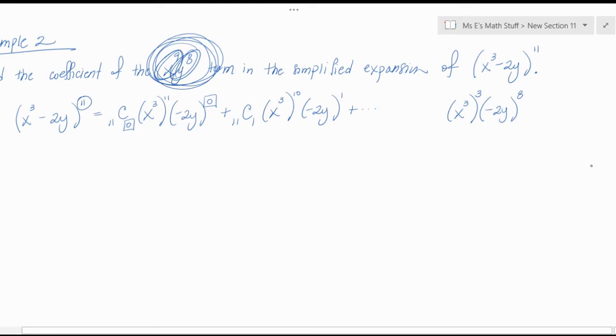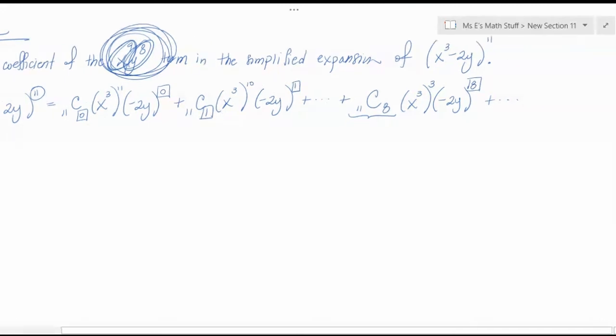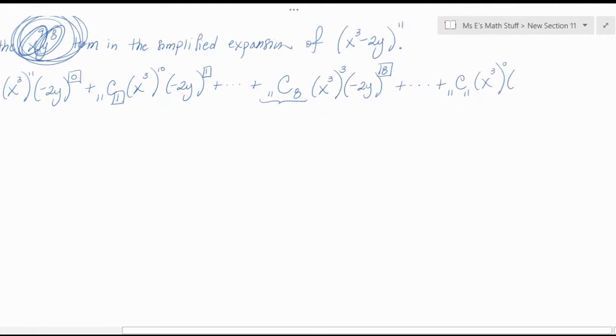Now let's figure out what combination would need to go in front of it, because that would be an important part of your coefficient. The pattern is that your r value matches the power on your b term. Since the power on your b term is 8, I'd be going with 11 combination 8. It would keep going, and I shouldn't make it look like it goes forever, so I'll say what the last term would have been: 11 combination 11, x cubed to the 0, and then negative 2y to the 11th, right?